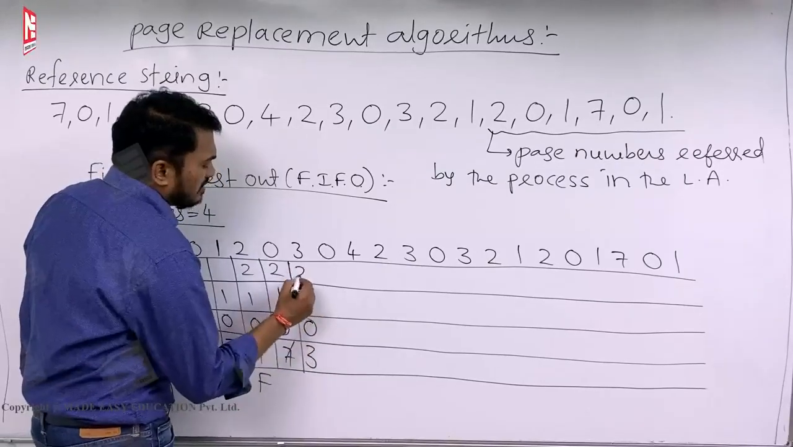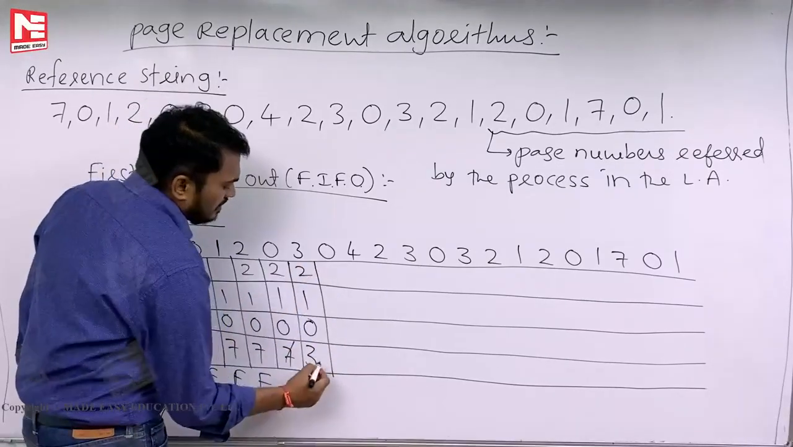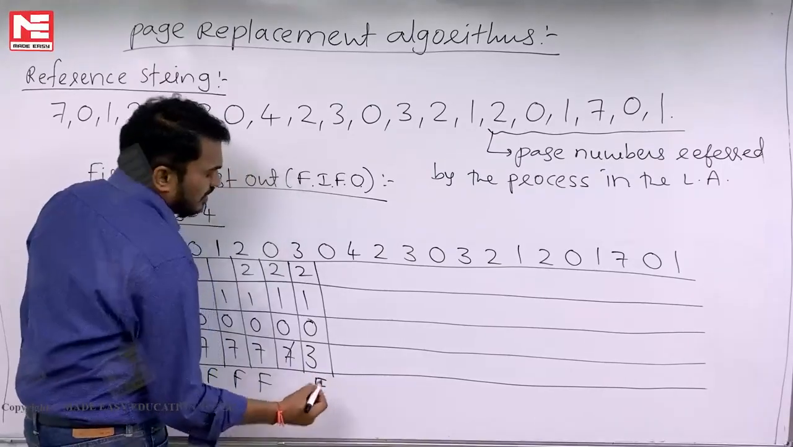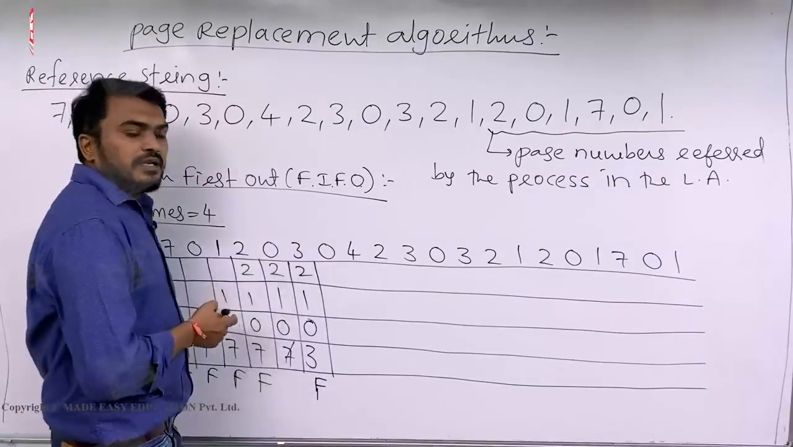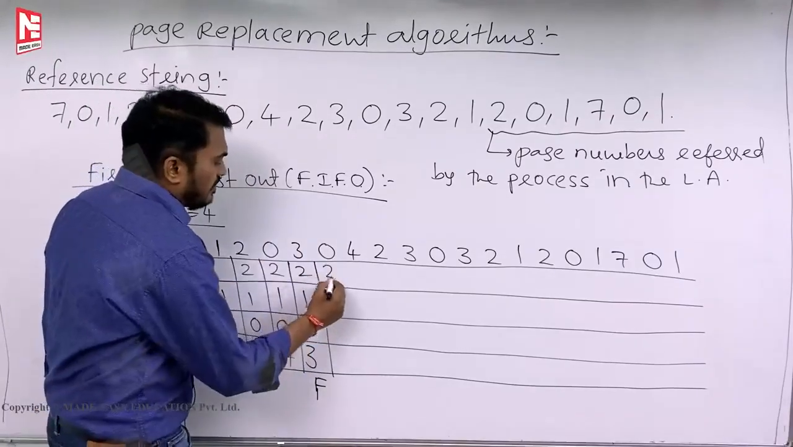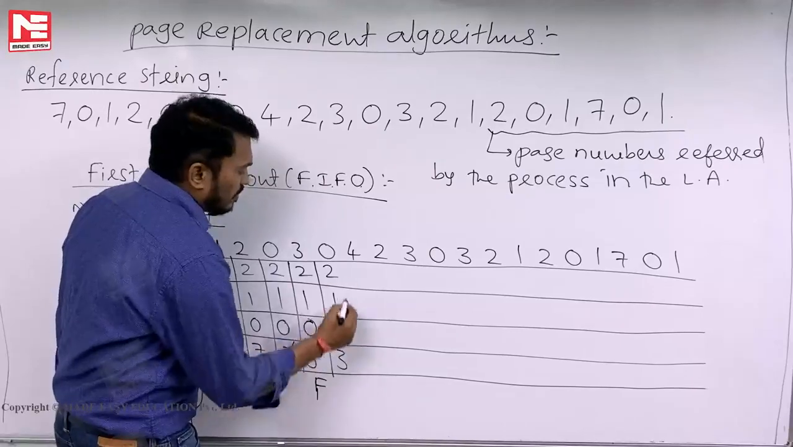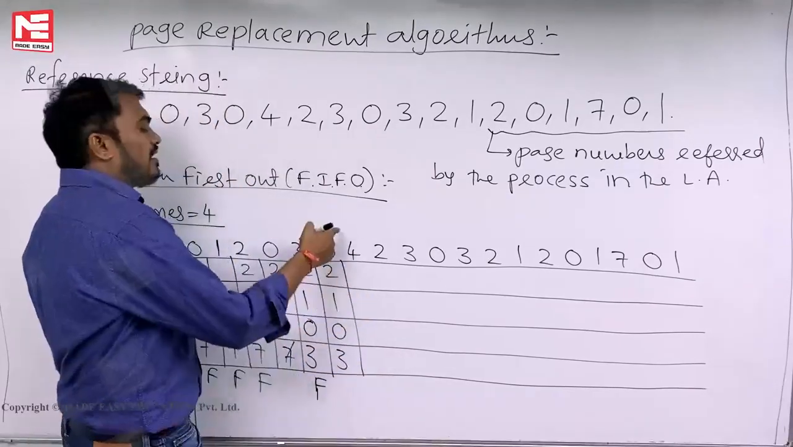Copy the remaining as it is. Okay, remember that is a page fault. That is a page fault here. So the page fault है तो ये लिखो. And next is what here? 0. 0 is available. Yes, sir. So available है. So then copy as it is. Don't write F.